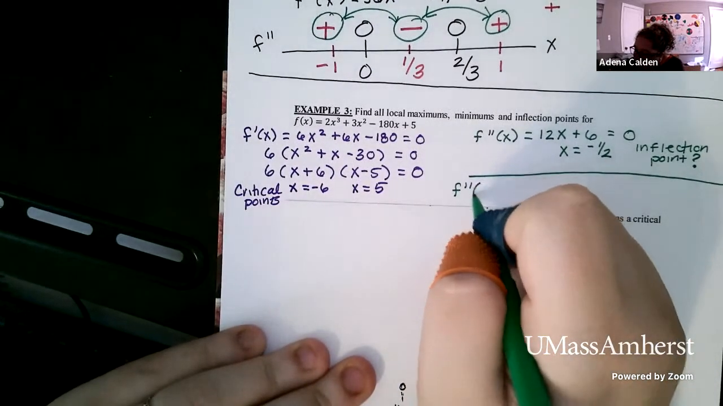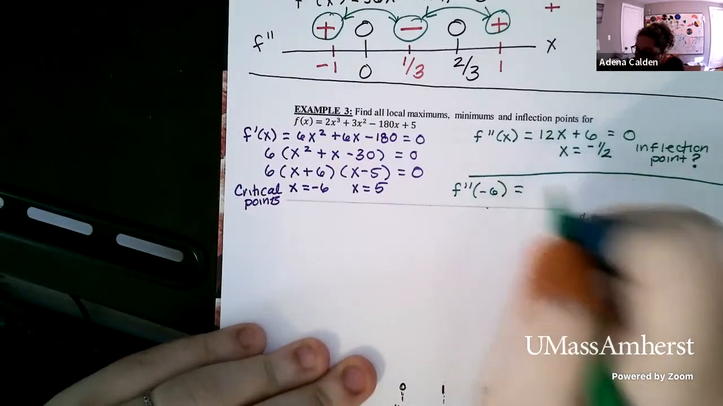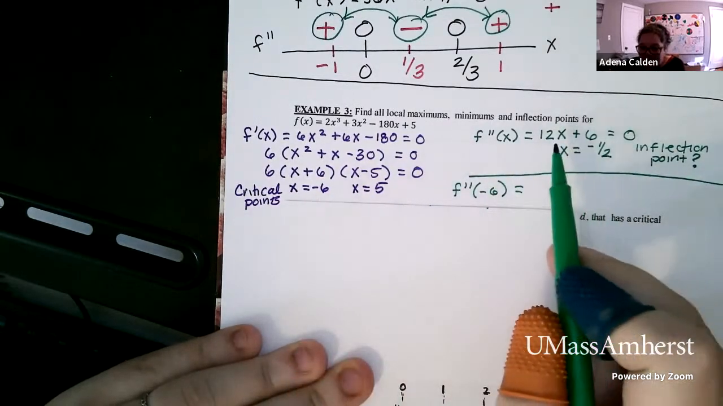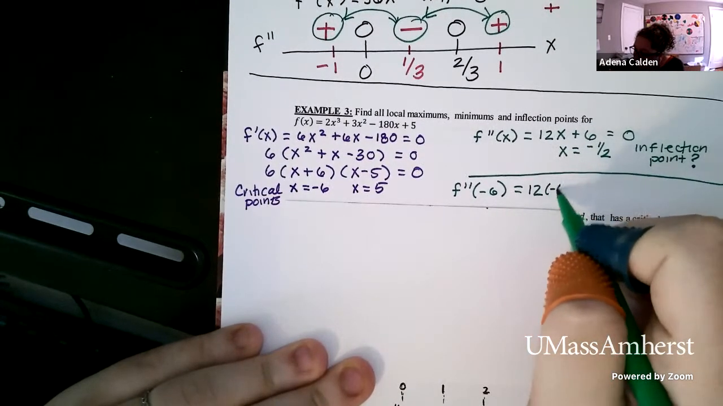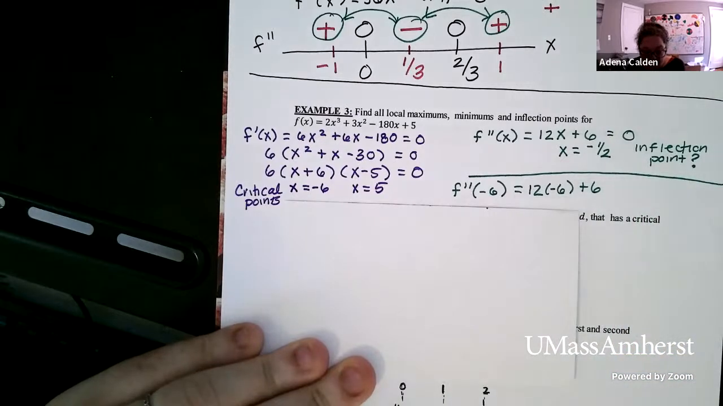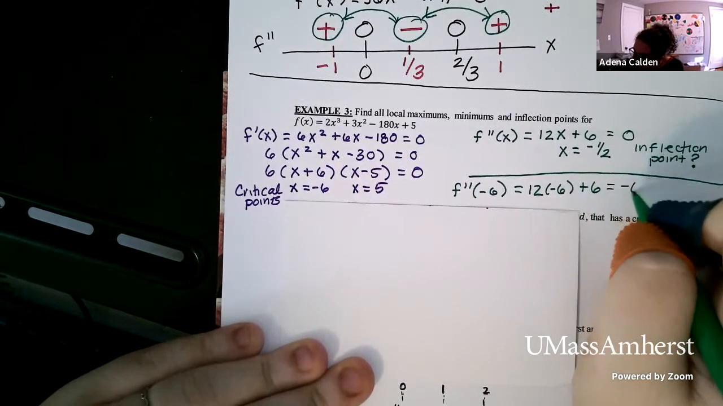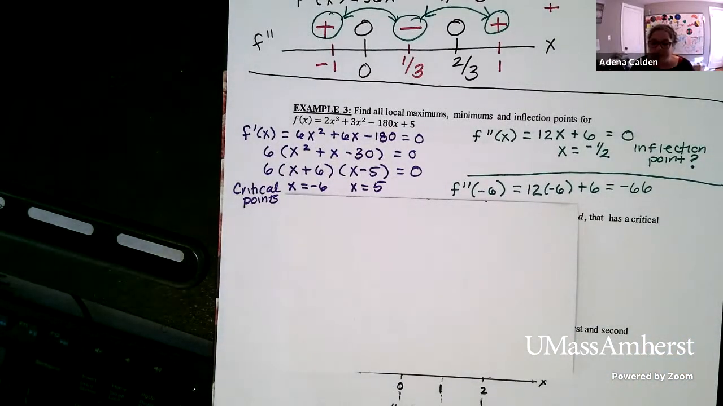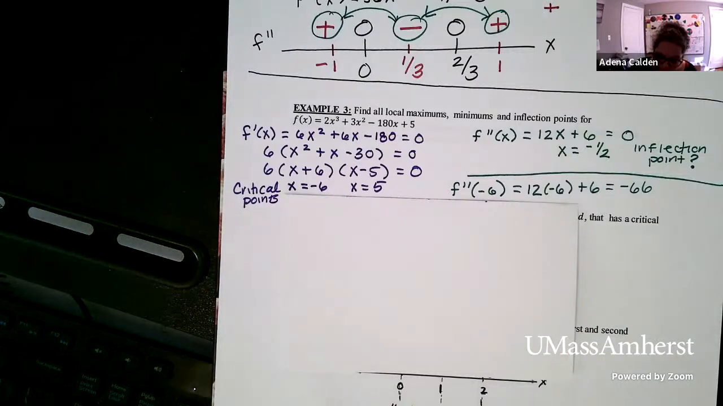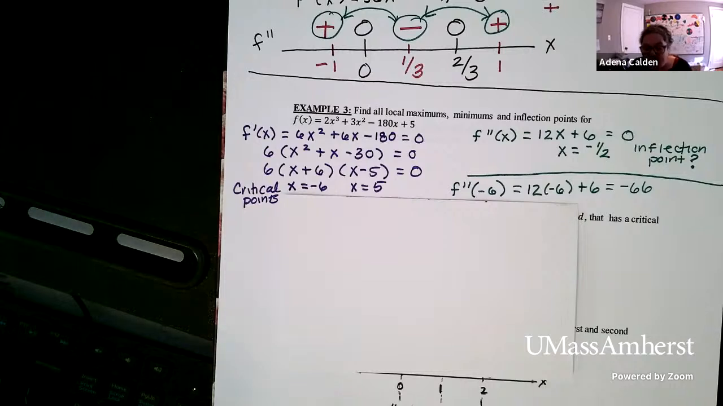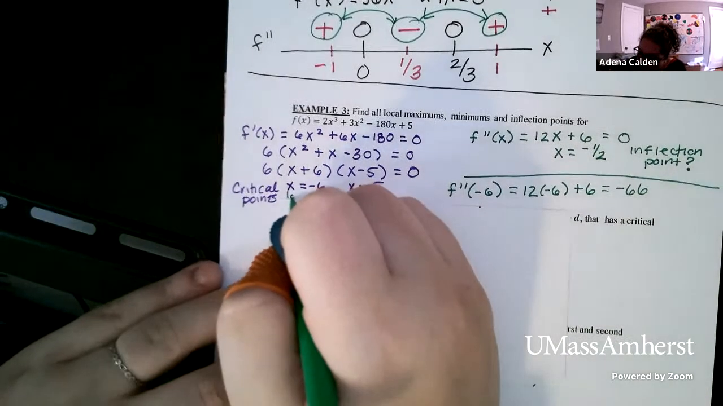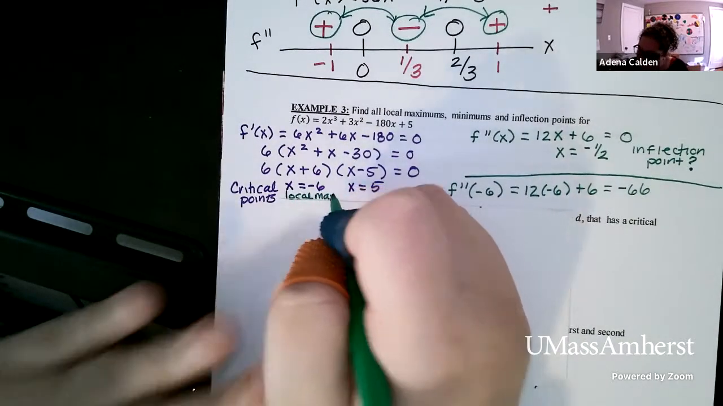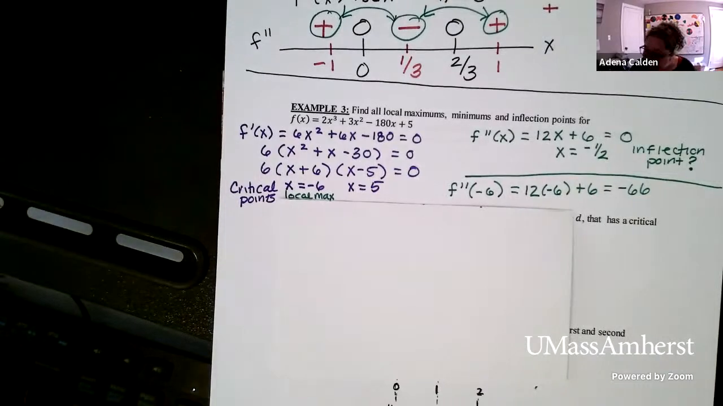So I'm going to plug in -6, which is my first critical point here, into the second derivative. So I have 12 times -6 plus 6. And that's going to give me -66. Okay. And what the second derivative test says is if the second derivative is negative at a point, which is what we have here, that means the original function is concave down, which makes that critical point a local maximum. So here, this is a local max.